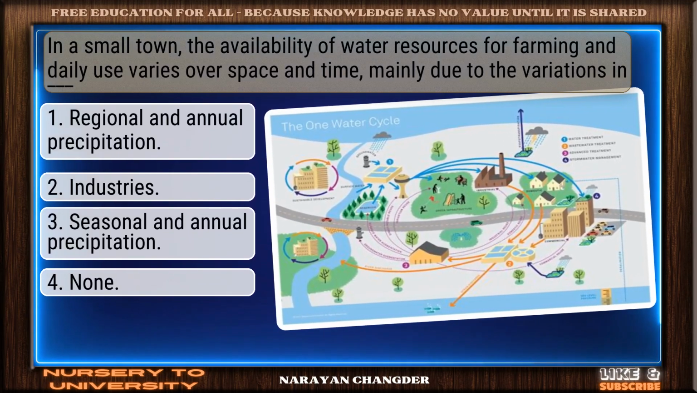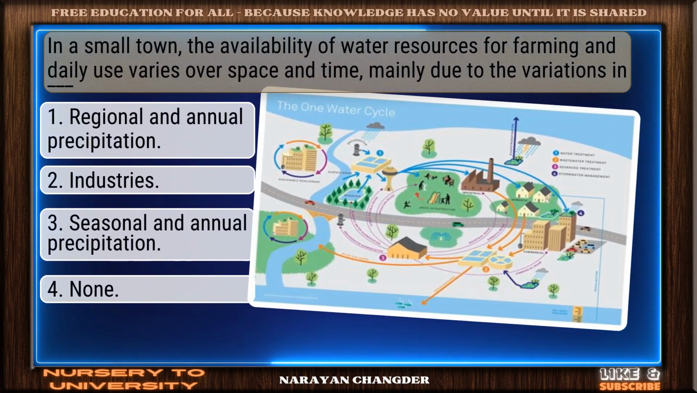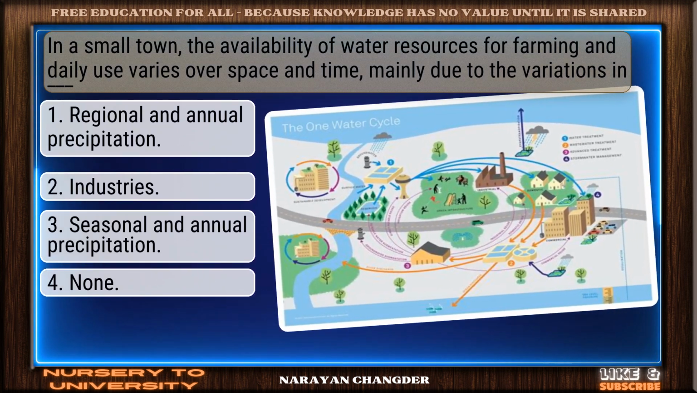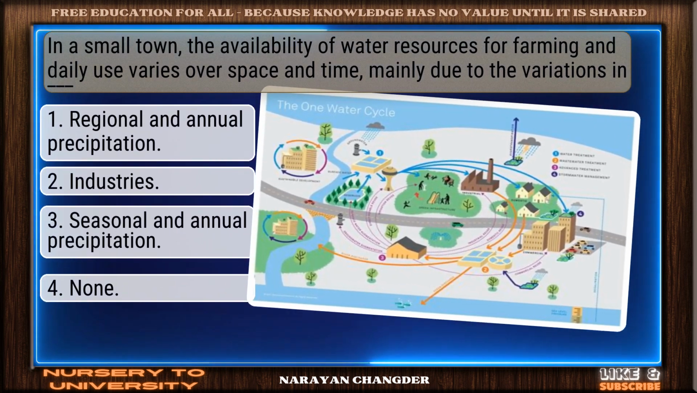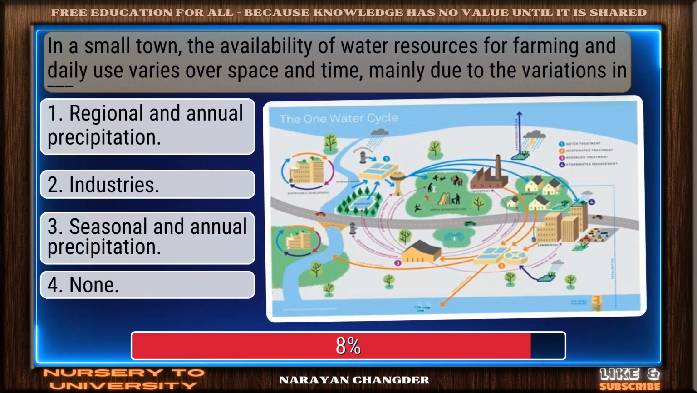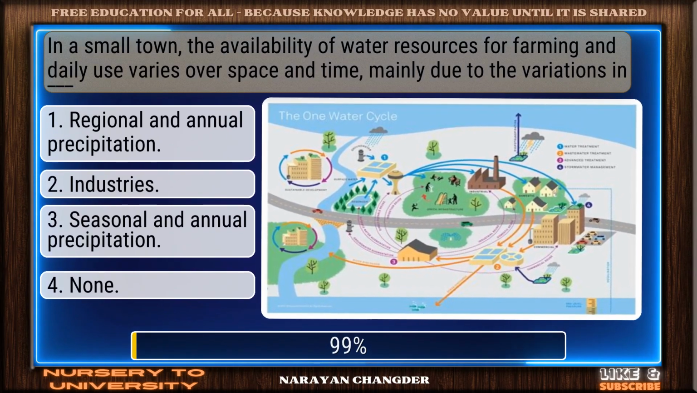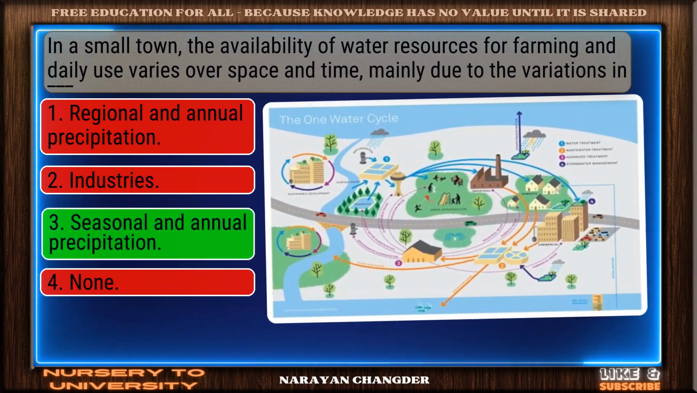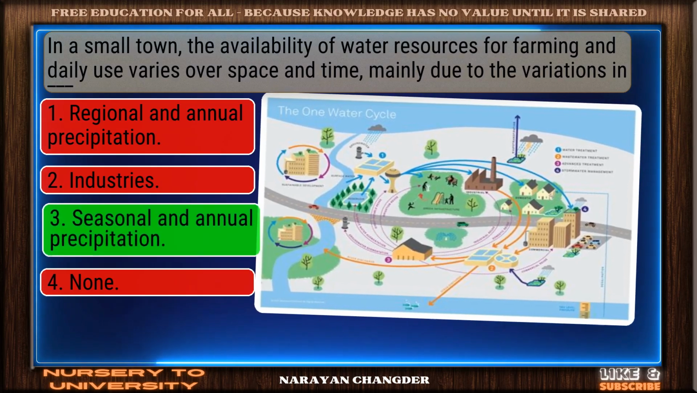In a small town, the availability of water resources for farming and daily use varies over space and time, mainly due to the variations in dash. Great thinking. Seasonal and annual precipitation is right.